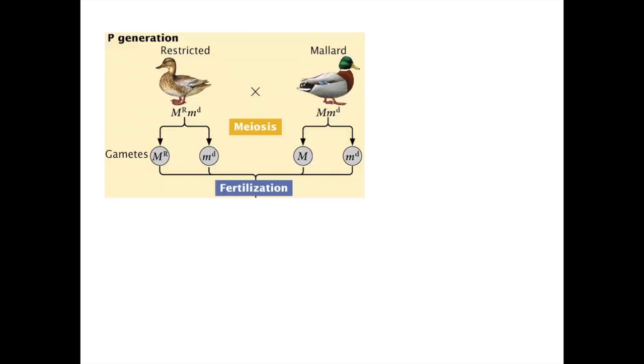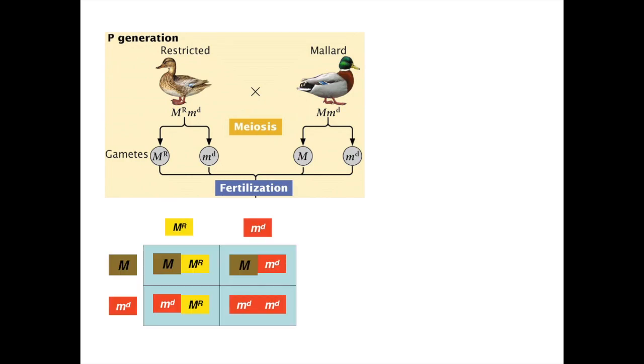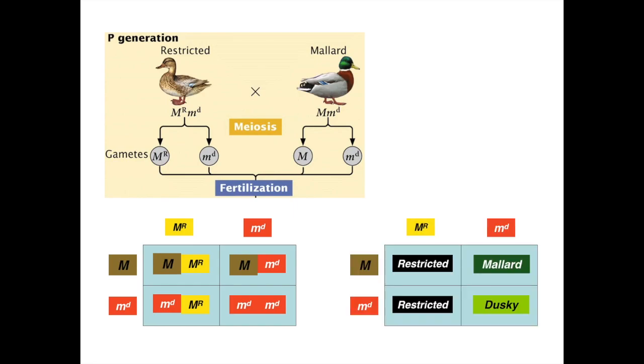Let's look at the interaction between alleles in a little more detail. So let's cross a restricted and a mallard of these genotypes, so we can look at all the 3 alleles and how they interact with each other. So we should produce a variety of gametes here that would produce 4 types of genotypes, right? These genotypes will lead to these phenotypes. You get 1/2 restricted, 1/4 mallard, and 1/4 dusky.